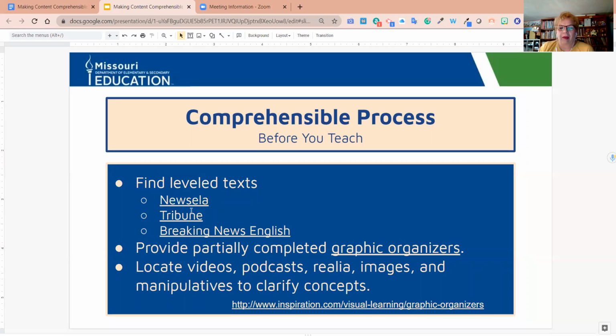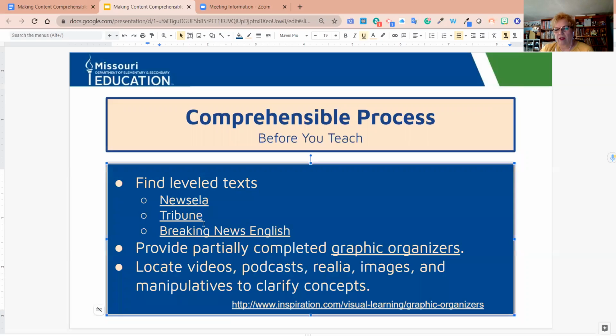And then these are some resources that I used within the classroom for leveled textbooks or leveled lessons. These are all kind of current event topics. Newsela gives you several different proficiency levels of reading. So you can pick the same text and the same information, but it's easier to read at different levels for the student.